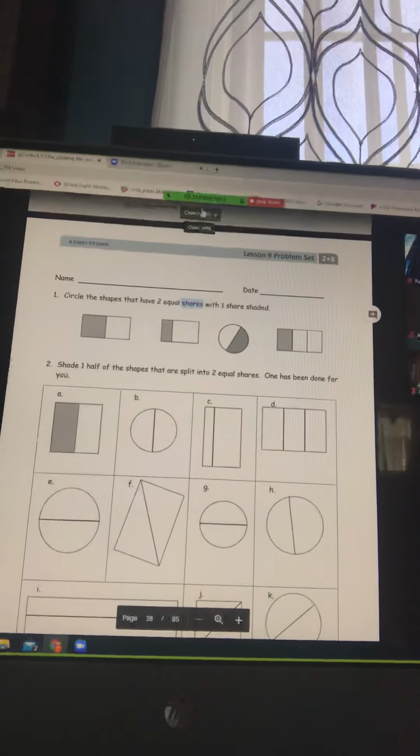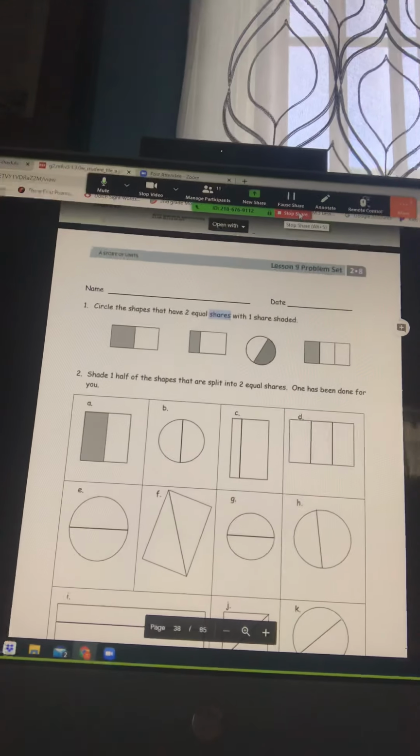I'm going to stop the share and I'm going to stop the video. Give me a second.